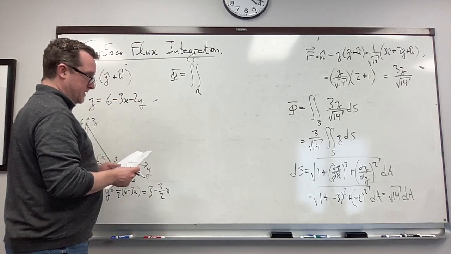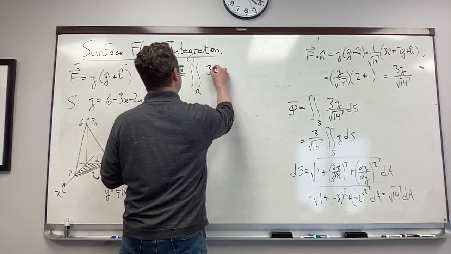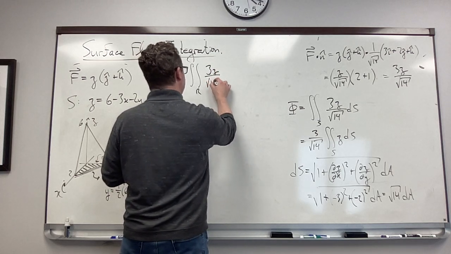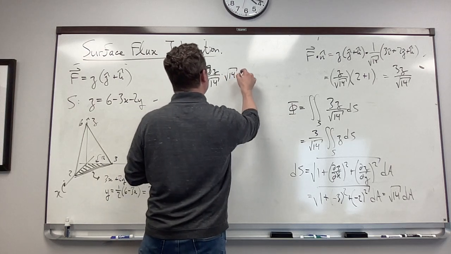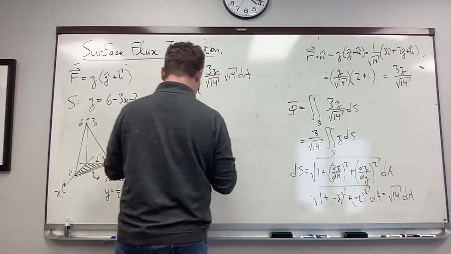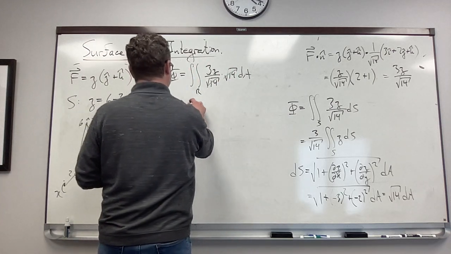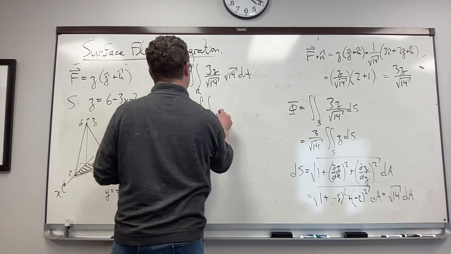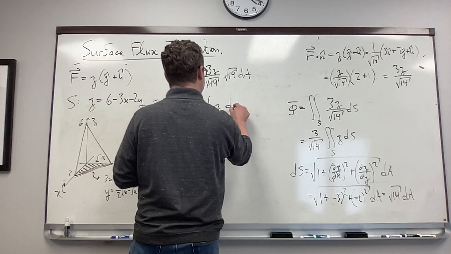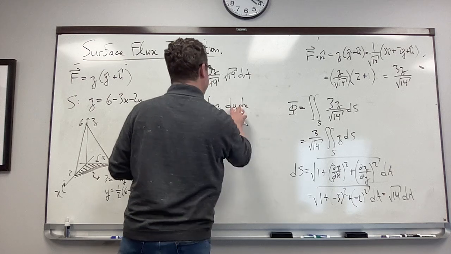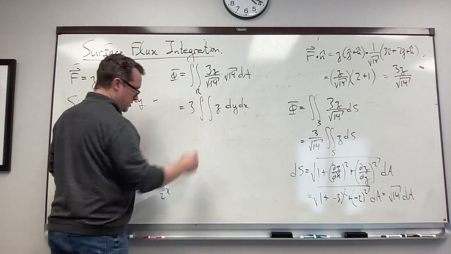So I've got 3z over the square root of 14, and then I've got the square root of 14 dA. So the square root of 14 cancels. This is 3 times the double integral of z, and my dA is going to be dy dx, or dx dy. And the last thing I need to do is figure out the limits of integration.